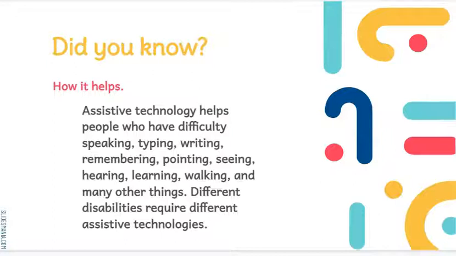Assistive technology is an umbrella term. It covers a lot of things. A pencil holder is considered an assistive technology, and so is an eye tracking device.